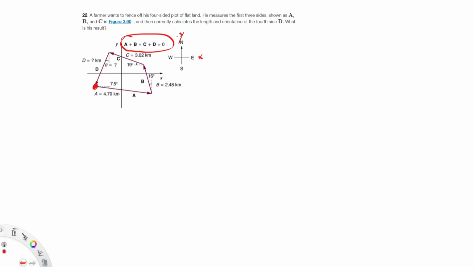Does graphical versus analytical matter on the test? Yes, I will not ask you to do graphical analysis. I know I can't draw for crap. I don't expect you all to draw for crap. But I do expect you to be able to do algebra and trig. So yeah, there will be no graphical analysis.